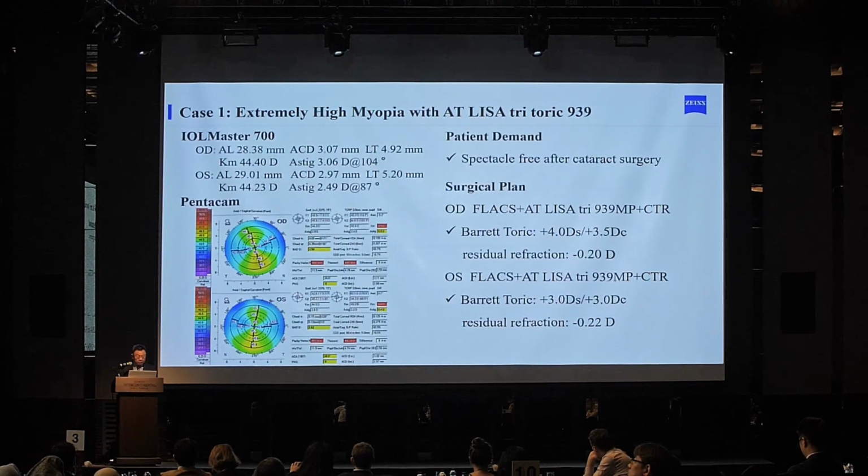This patient had regular corneal astigmatism. We performed femtosecond laser-assisted cataract surgery and implanted a toric intraocular lens, also with capsule tensioning to enhance the capsular bag stability.